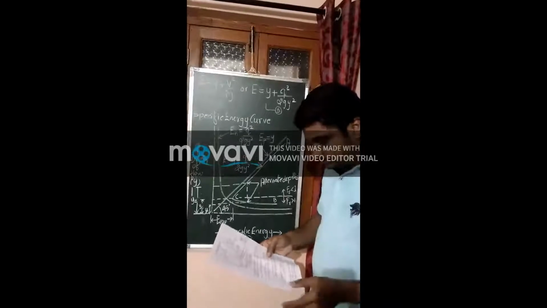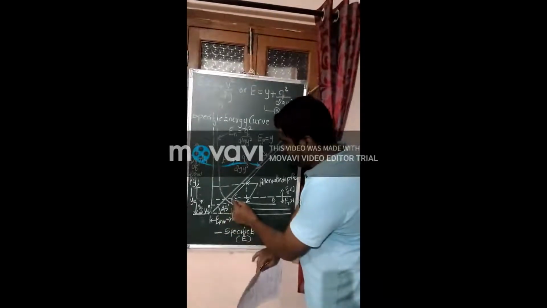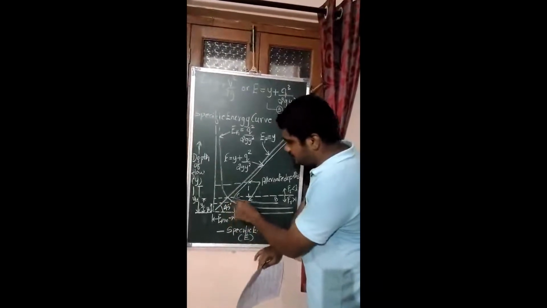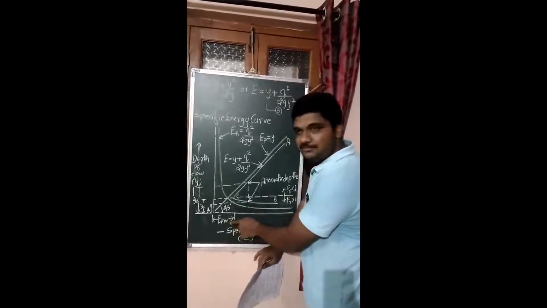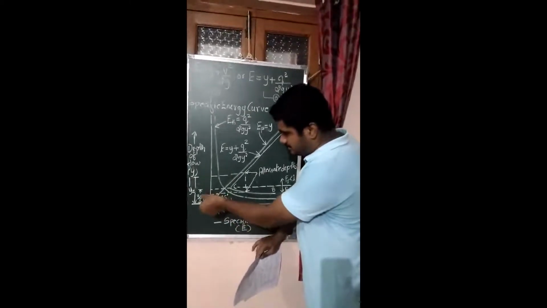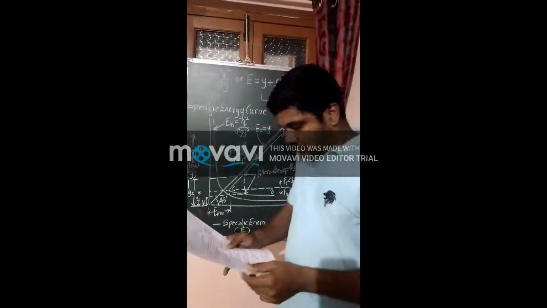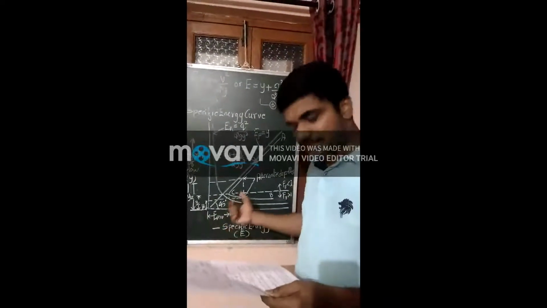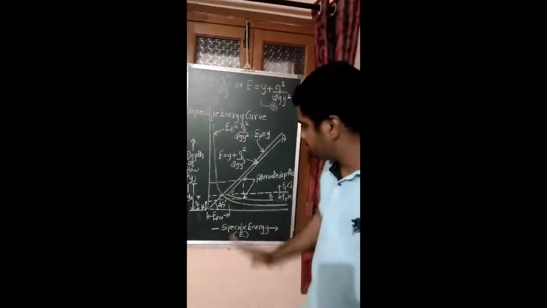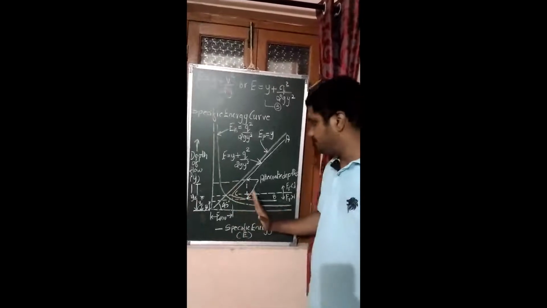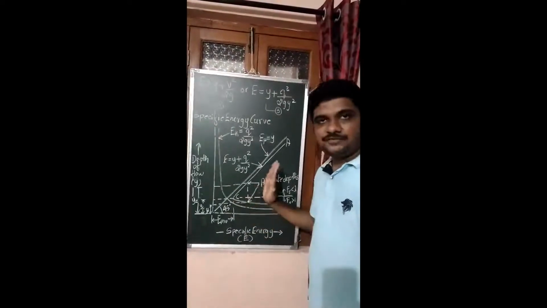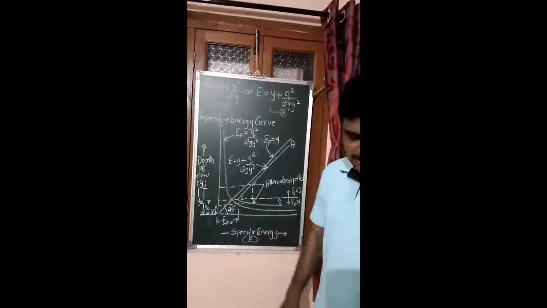Now, the fourth characteristic is at a certain depth, that is YC, the specific energy is minimum. So, this depth of flow at which the specific energy is minimum is called as critical depth, and the corresponding specific energy is called as minimum specific energy. The fifth characteristic is beyond this point C, for one value of specific energy there are two depths of flow.